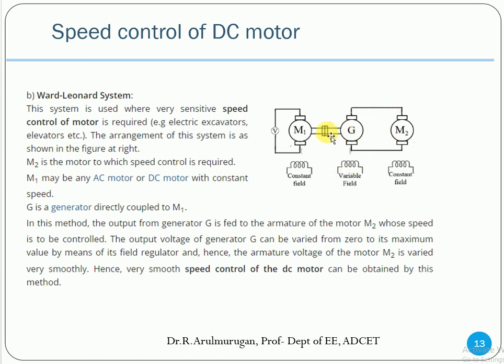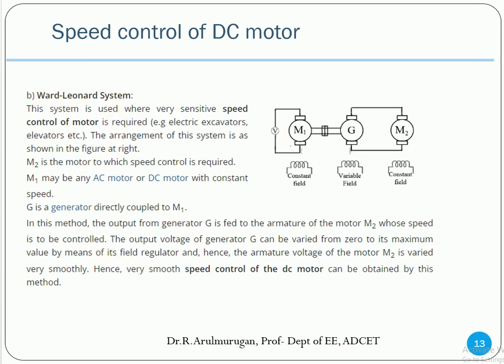Then what is the third possibility? The generator input is a prime mover. This prime mover is an electrical drive type of prime mover. I want to vary this one. How will I vary it? Through this motor field winding. If I vary this one, the output automatically varies. So these are the three possibilities to achieve speed control of M2. That is called the Ward-Leonard speed control method.